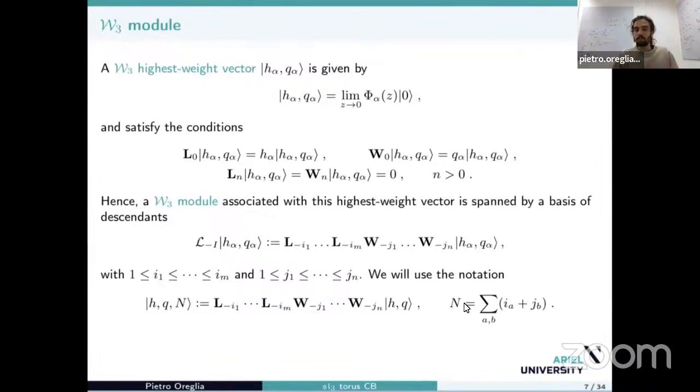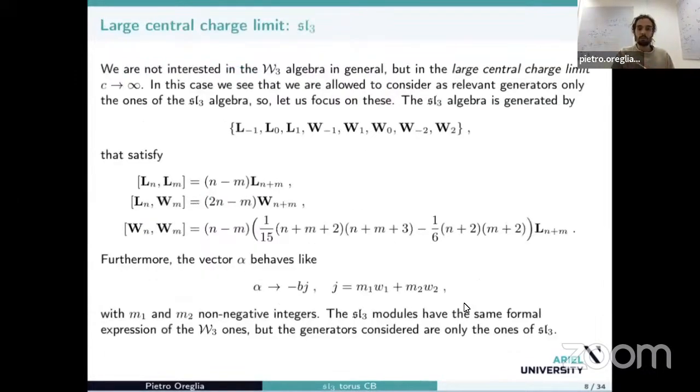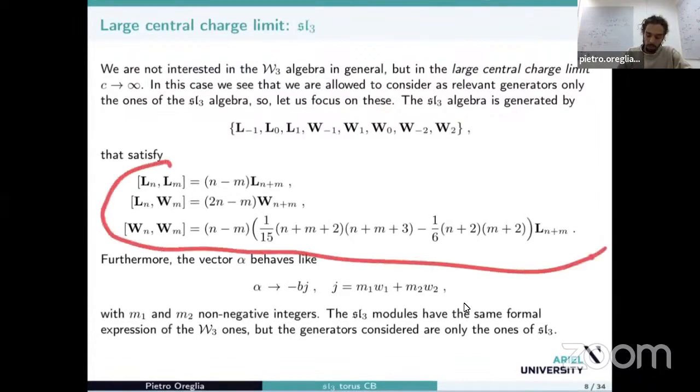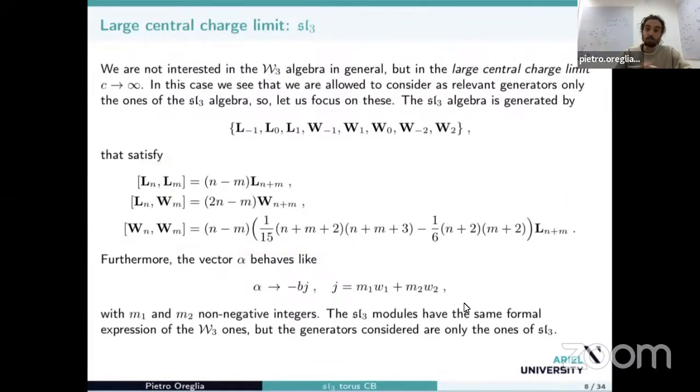Okay, so I gave a very brief sketch of what a W3 algebra is. But let us go on to talk also about the sl3 algebra. We are going to do this because the computation we are interested in is made in the large central charge limit. And in this case, we can consider as relevant generators only the ones that generate the sl3 subalgebra of the W algebra. This sl3 subalgebra is generated by just these generators over here, not the whole set as before, and satisfies the usual sl3 commutation relations that are this one. And now it is a real, full Lie algebra.